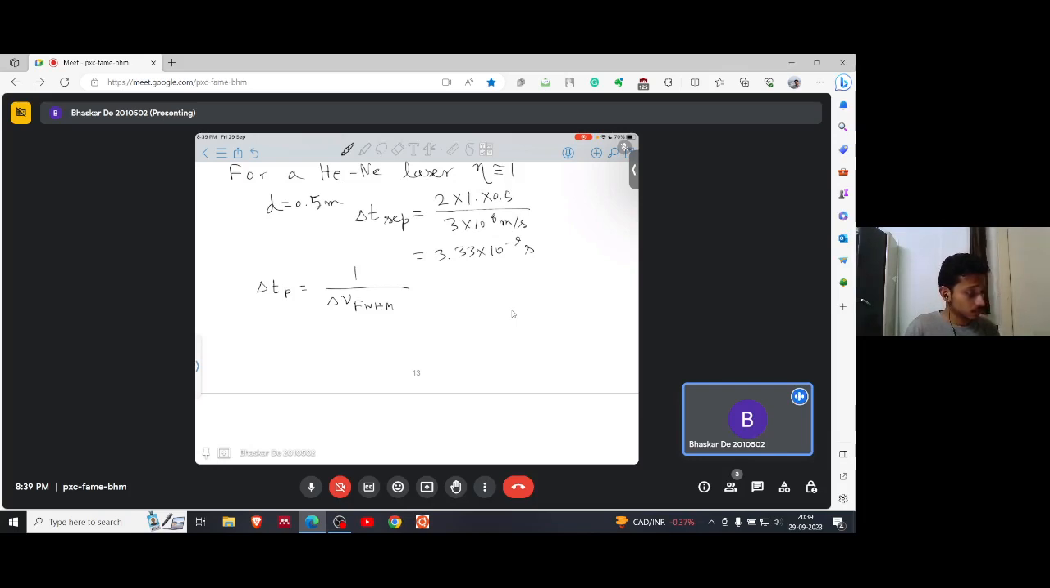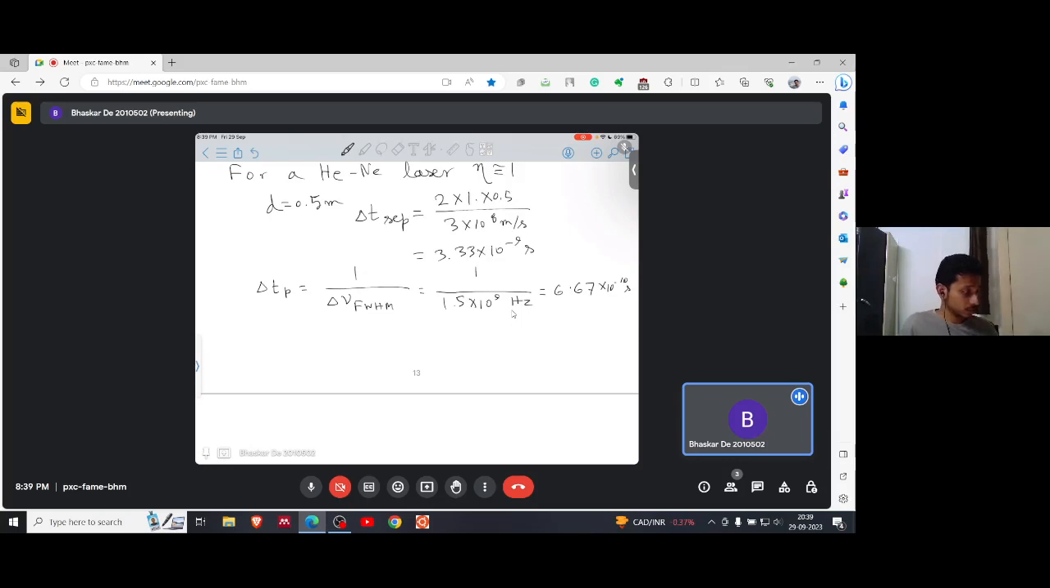For helium neon laser, we assume that the mode field lays over the FWHM emission bandwidth of 632.8 nanometer times 1.5 into 10 to the 9 hertz. So this is general information about the helium neon laser. So that will make this 6.67 into 10 to the minus 10 second.